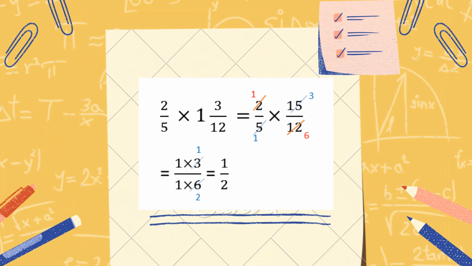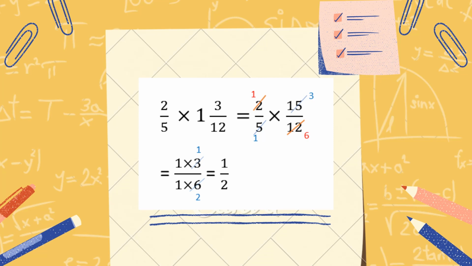So, first, we will convert the mixed number to a fraction. So first, we will multiply the denominator, which is 12, sa whole number. 12 times 1 is equal to 12 plus, idagdag natin yung numerator. So 12 plus 3 is equal to 15. And copy the denominator. So 15 over 12.